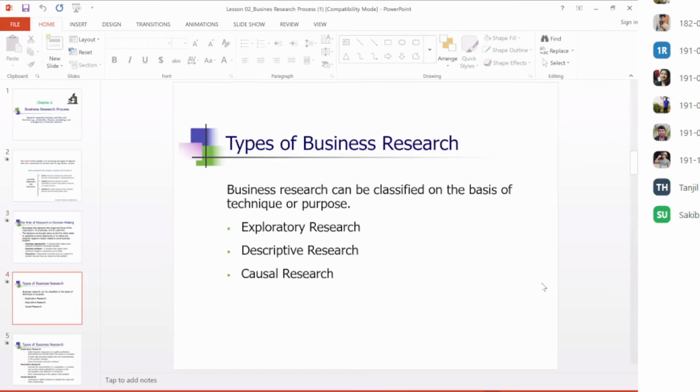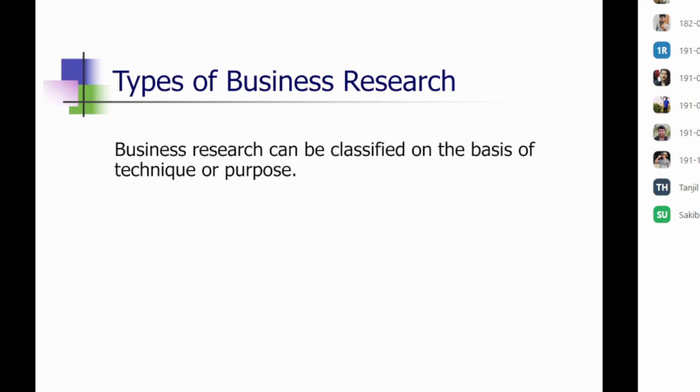So this is the main issue that I'm going to share with you: types of business research. In the previous chapter, we got some idea about research method, methodology, and other aspects. Now let us see the types of business research. What type of business research can you conduct, or what types are needed to generate information to identify the business opportunity or to solve the business problem?